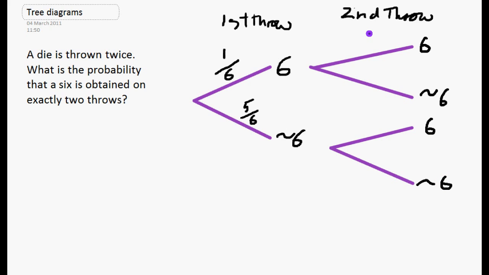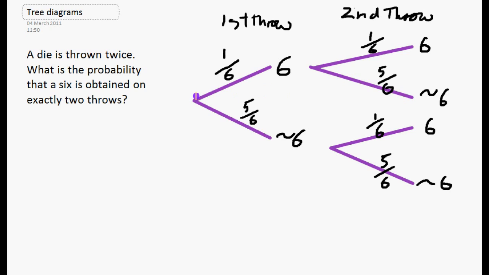So probably getting a 6 again is still 1/6. It's still 1 in 6 chances when we roll that die. And not getting a 6 is still 5/6. Getting a 6 is 1/6, getting not a 6 is 5/6. Now we're looking at the probability that a 6 is obtained on exactly 2 throws. So we throw it twice and we want a 6 on exactly 2 throws.